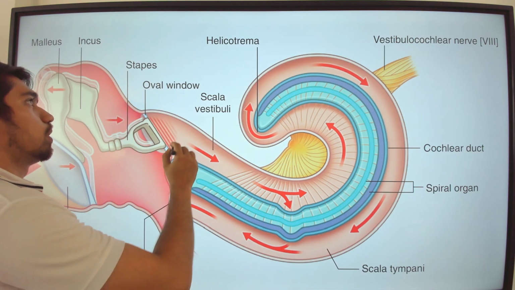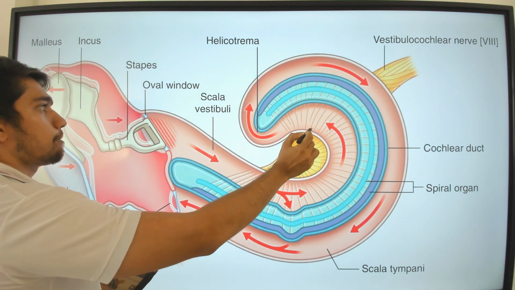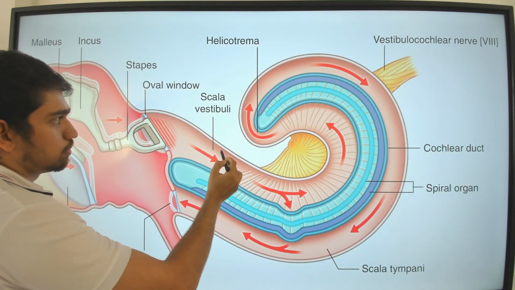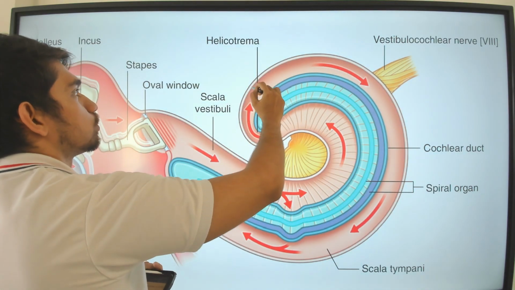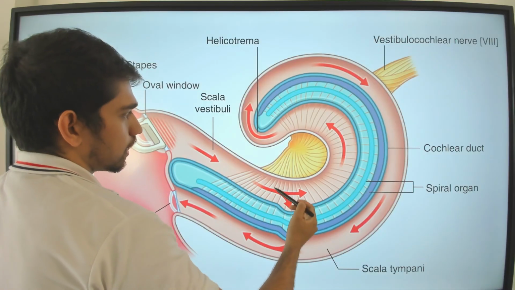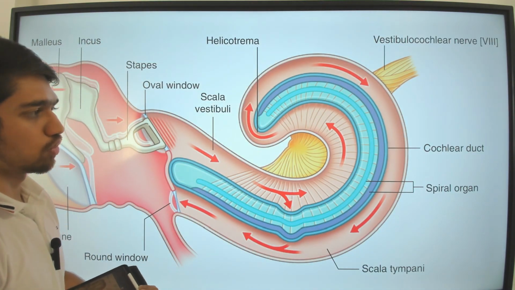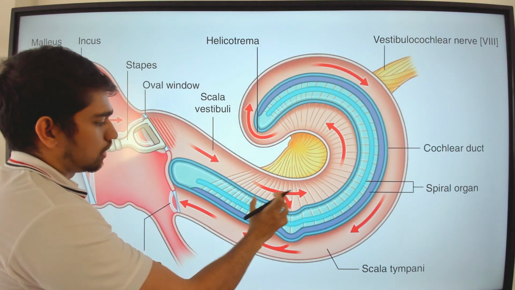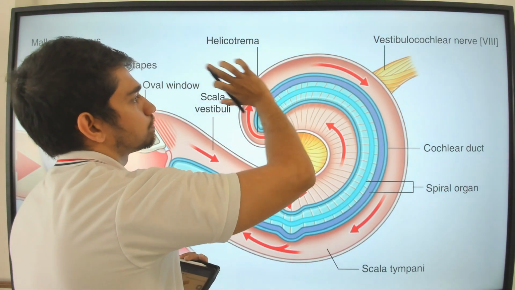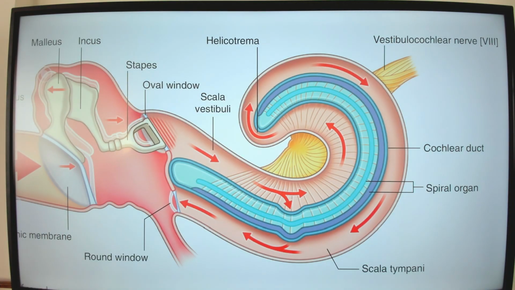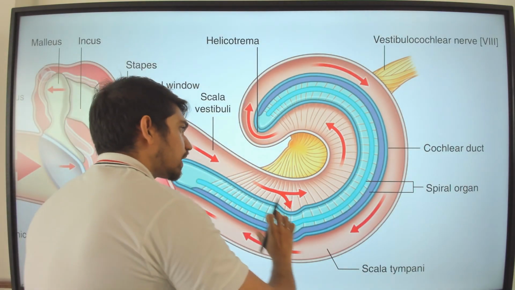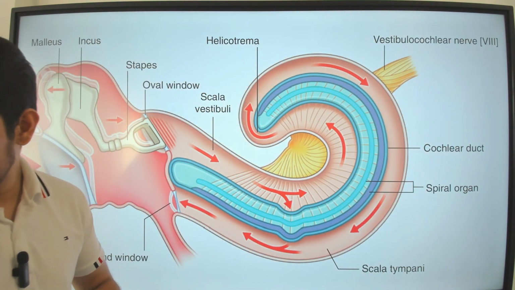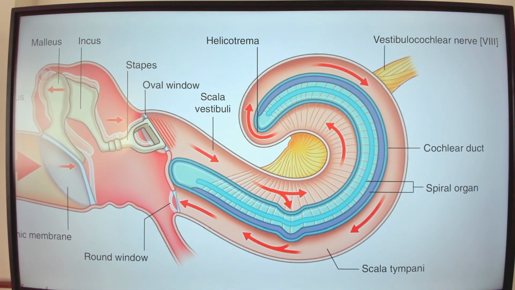The vestibular canal begins at the oval window. It is filled with perilymph and it converts into the tympanic canal at the ending of the cochlea. Both are filled with perilymph. In the middle, you have the cochlear duct, which bears the organ of Corti. It has a separate fluid called the endolymph. Okay, that is the story.